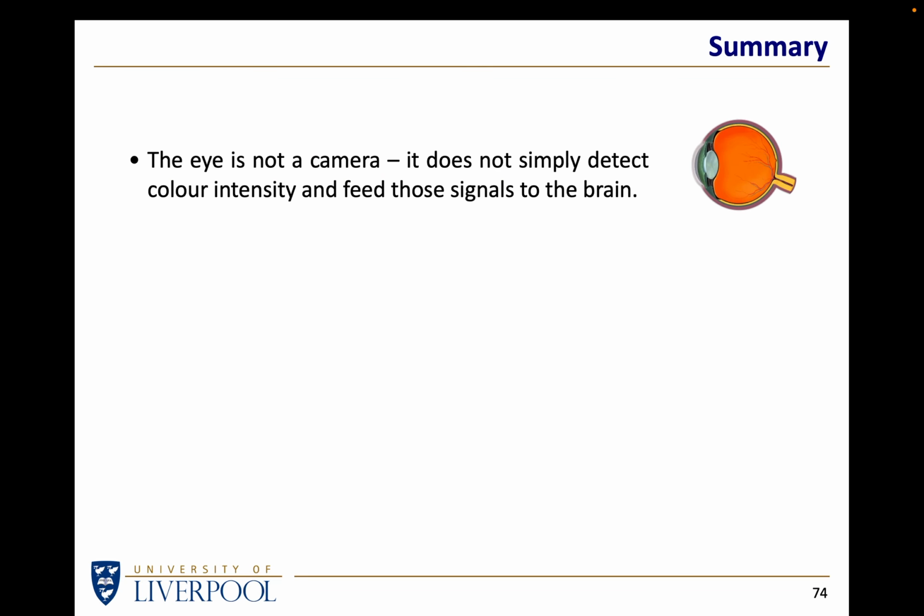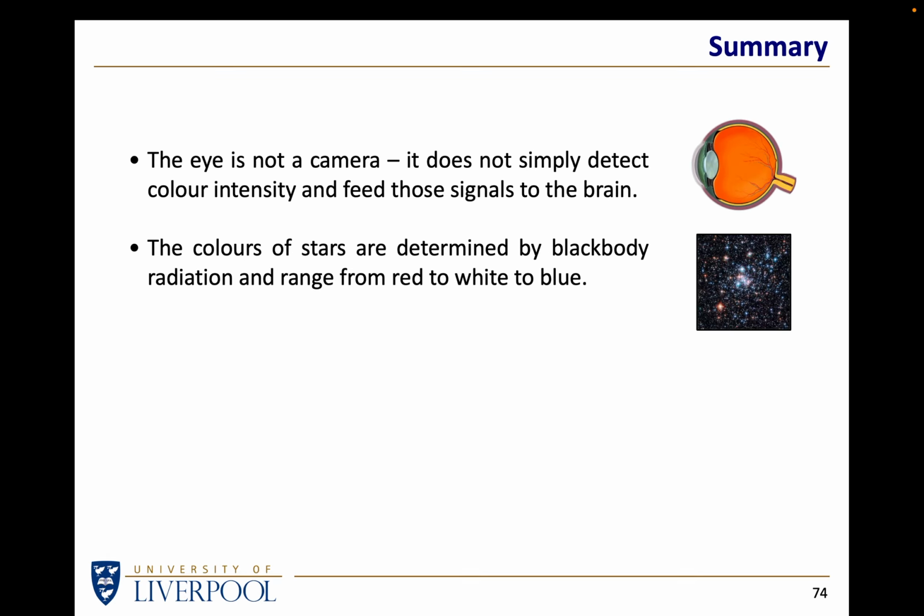So let me summarize the take-home messages from this talk this evening. The number one is probably your eye is not a camera. There are so many differences between the human eye and the camera that's either in your phone or in the camera that you use for astrophotography. The eye does not simply detect color intensity and send that information to the brain to allow your brain to make a color image. There's far more processing that goes on in the neurons in the back of your eye that sometimes leads to your brain getting fooled into thinking that you're looking at something that you're not actually looking at.